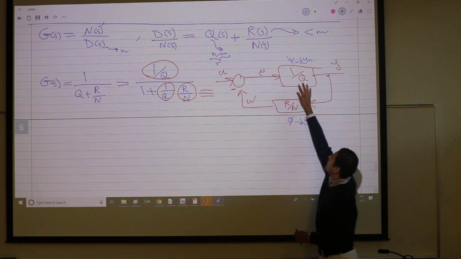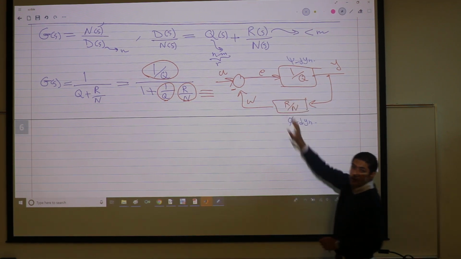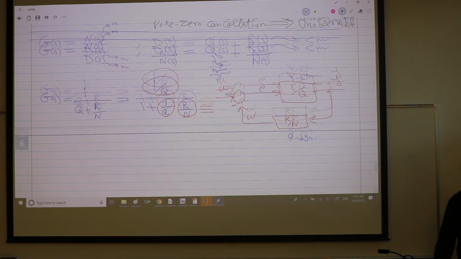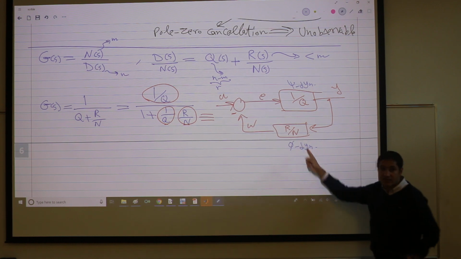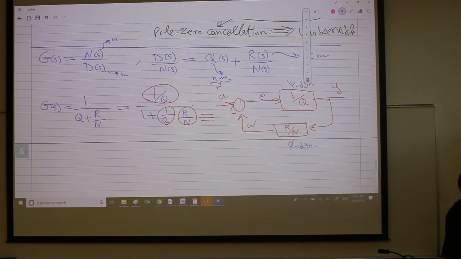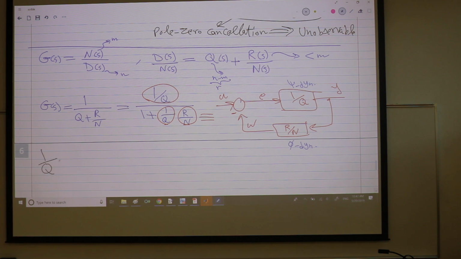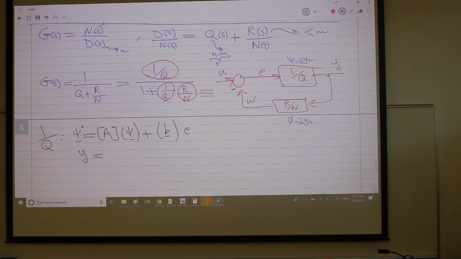So let's write a state space form for this block only, 1 over q, and the state space form for this guy only. To prevent confusion, obviously I will call the states here psi's, the states here phi's. Let's write a state space form, please. So realization of 1 over q. State space form, x dot equals Ax plus Bu and so on. My states are psi's, so this is some A matrix times psi, plus some B matrix times the input. What is the input of this block? E. And the output of this block, which is Y, is some C matrix times psi.